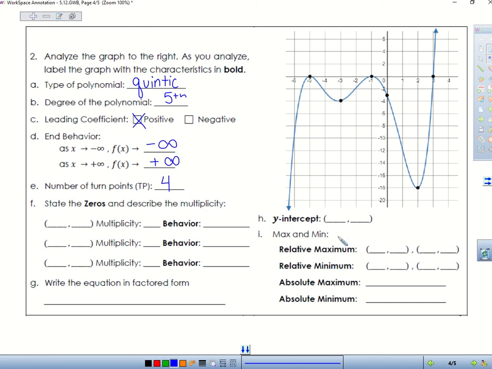So now we're going to go ahead and find the zeros. We have one at -5, 0. Where else? -1, 0. Good. 3, 0. Good.